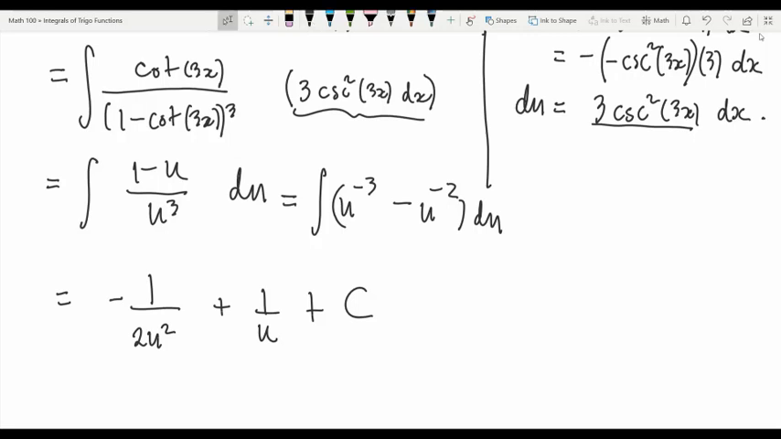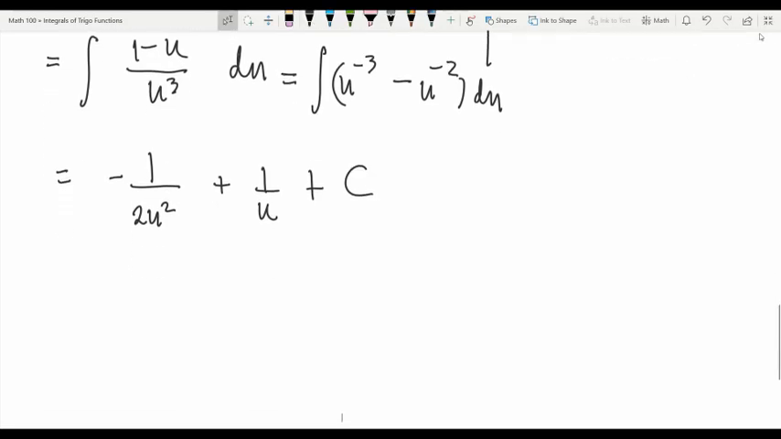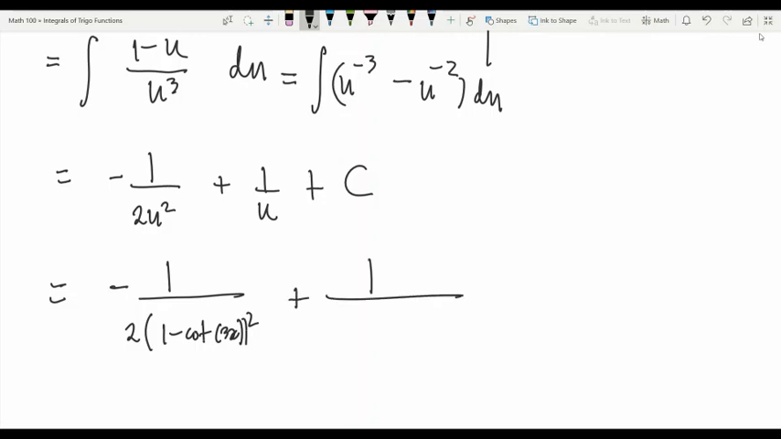And then finally, we put back to x using our substitution. So this becomes negative 1 over 2 times 1 minus cotangent of 3x squared plus 1 over 1 minus cotangent 3x plus some constant c.